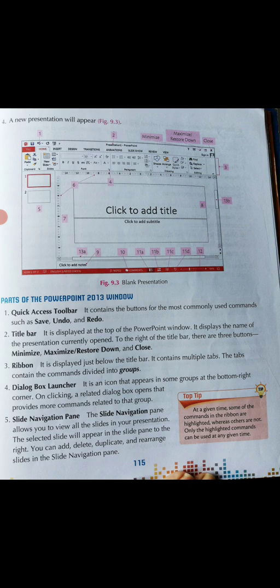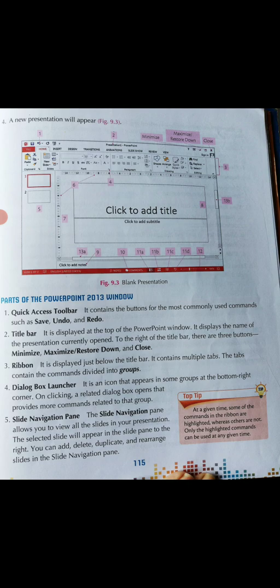Next one is your number 5th part, that is your slide navigation pane. The slide navigation pane allows you to view all the slides in your presentation. So slide navigation pane means if you want to view the slides that you have made for a presentation, you can see them in your slide navigation pane. The selected slide will appear in the slide pane to the right.